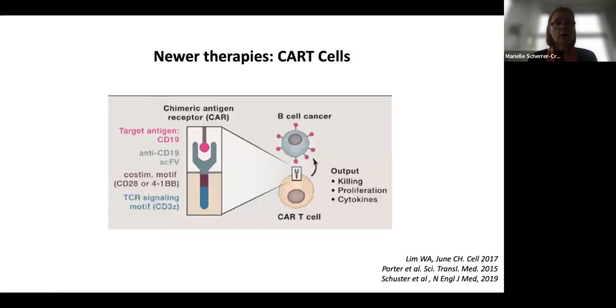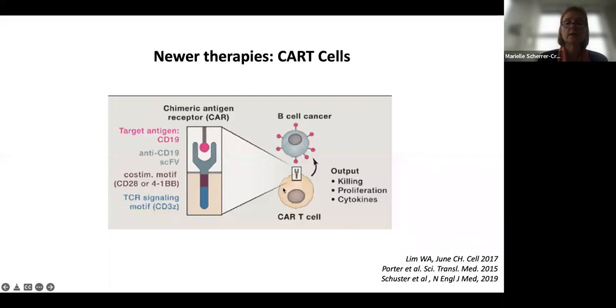So I'm going to move on to some of the newer therapies, and then we'll come back as a sort of conclusion to how to put everything together and how to use LVEF and strain in the population treated by cancer treatments. So the newer therapies that I'm going to talk about are the CAR T cells and the immune checkpoint inhibitors.